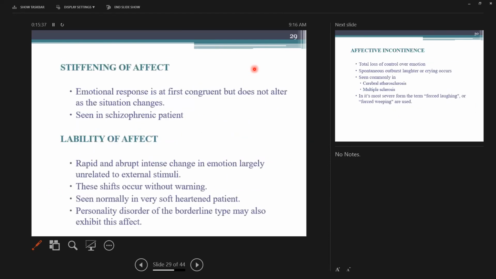Stiffening of affect. In this, emotional response is at first congruent, but does not alter as the situation changes. Now, next is lability of affect. Lability of affect is the speed and the ease with which a patient changes from one emotion to another. Normally these shifts are very gradual, but rapid shifts are normally seen in soft-hearted patients, or they can also be seen in personality disorders.